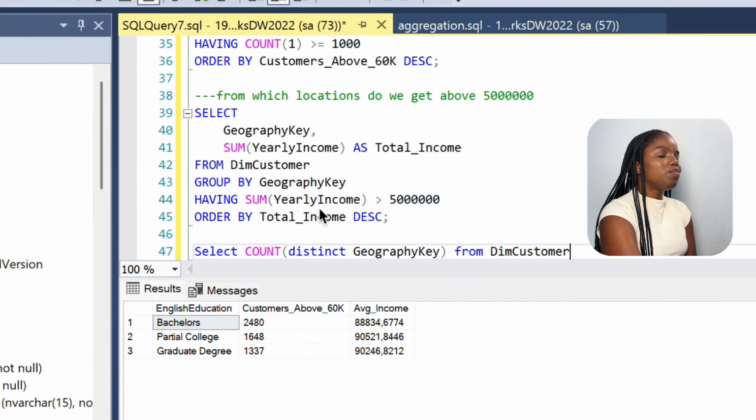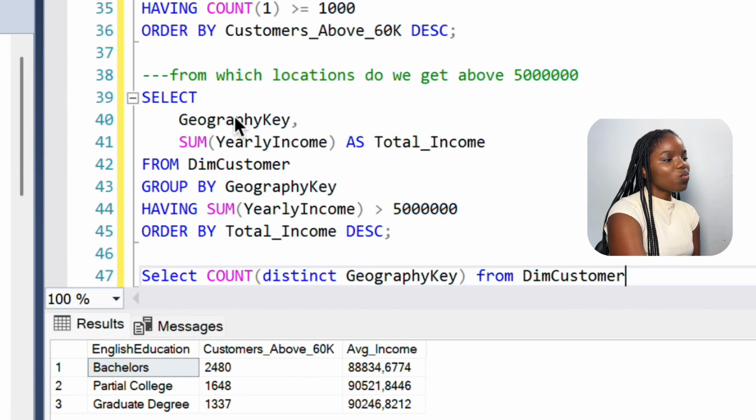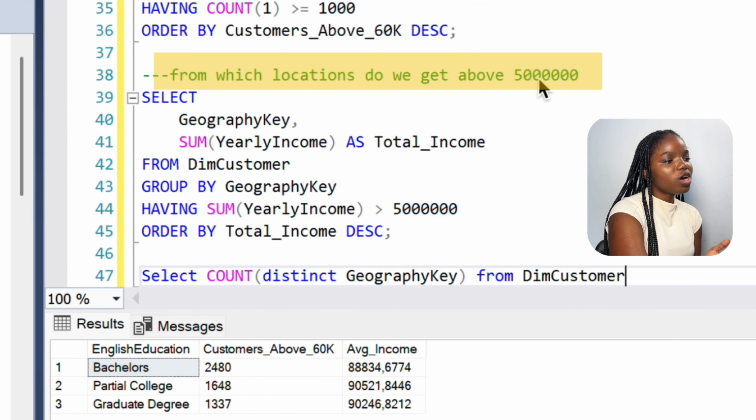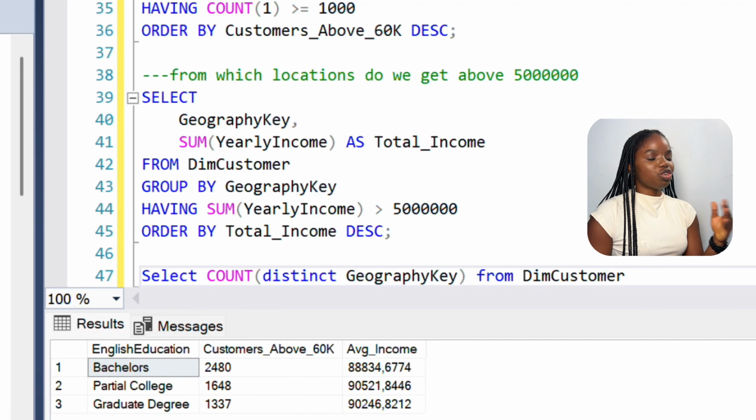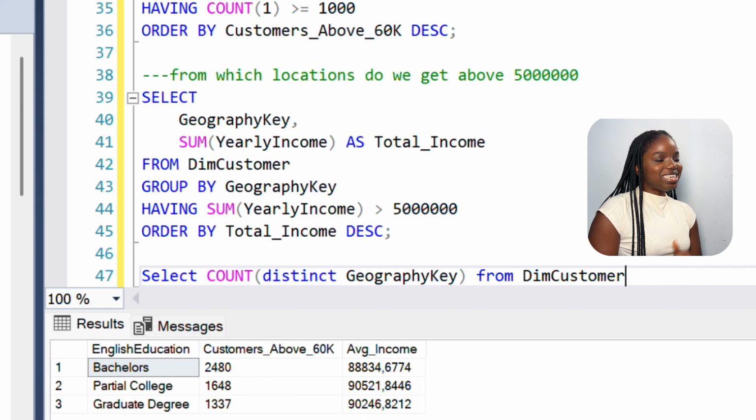So for another example between WHERE and HAVING, we have this question: from which locations do we get above $500,000? So we will be using the geography key here, but in the next video I would show you how to actually pull in the geography name or use other columns from the geography table on this query. That is us learning about joins. So I really look forward to the next video. I hope you look forward to it too. So let's get this over quickly.